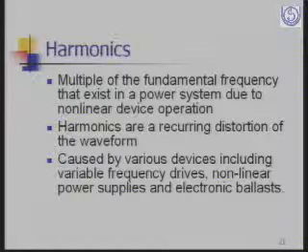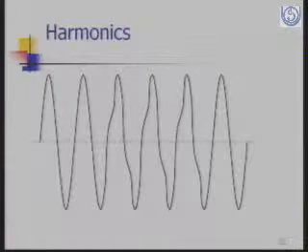Harmonics are a recurring distortion of the waveform and are caused by various devices like frequency drives and non-linear power supplies, electronic ballasts, etc. So the waveform, instead of being of a pure sinusoidal type, will look like this, the current as well as the voltage waveform. The harmonics distort the current waveform as well as the voltage waveform, and it will look like what is shown in the figure. The amount of distortion will depend on the type of harmonic injected.